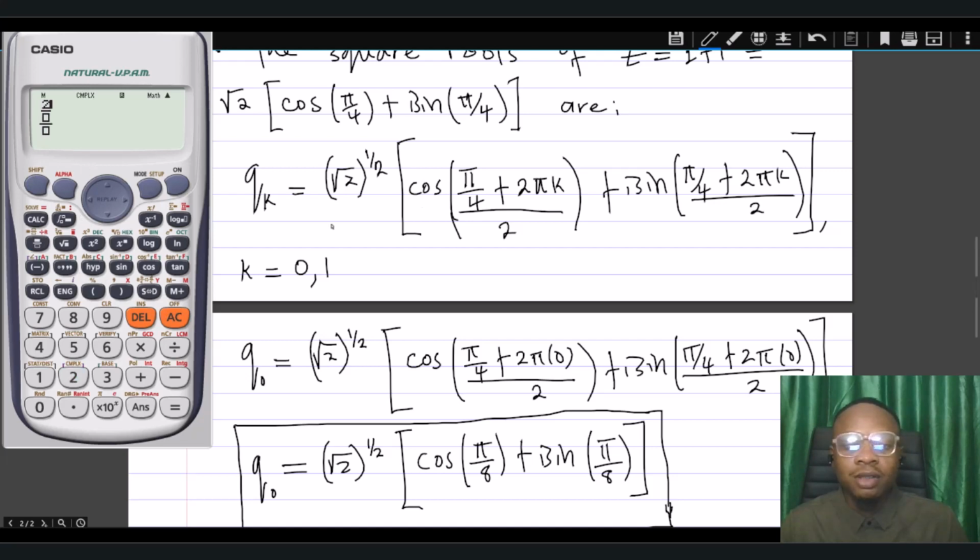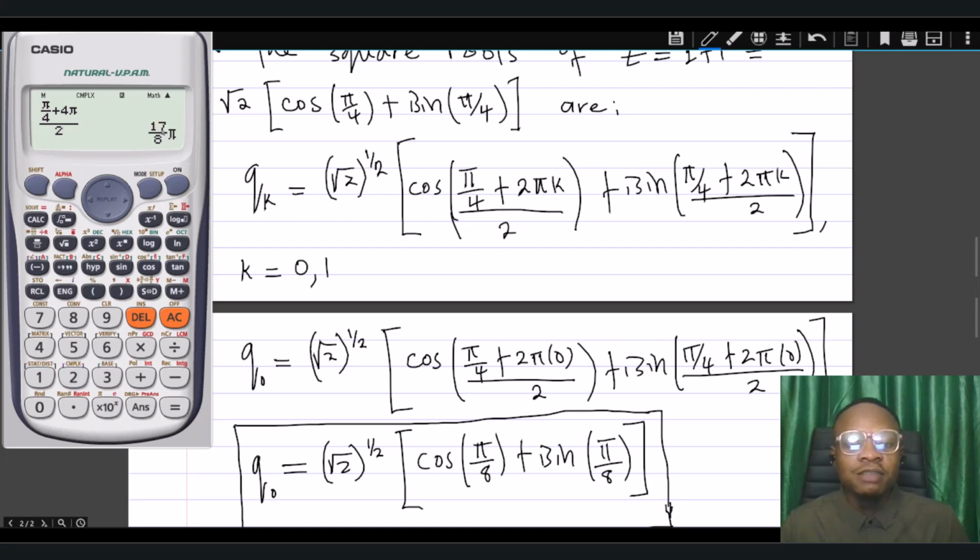So we have 2, sorry, pi over 4. So we're going to have shift and then pi divided by 4, then plus. If we made this 2, this will be 4 pi. So this will be plus, then we have 4, then shift, and then pi. So at the end of the day, we'll get everything here divided by 2.